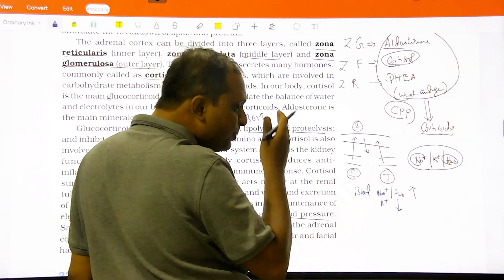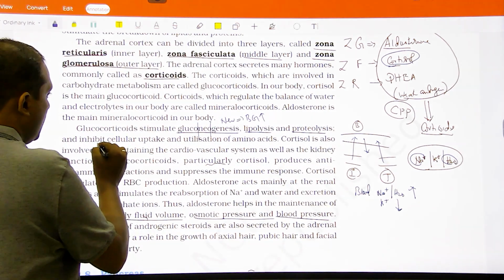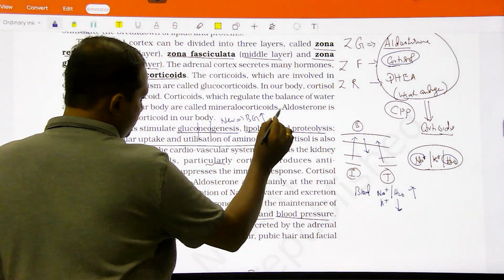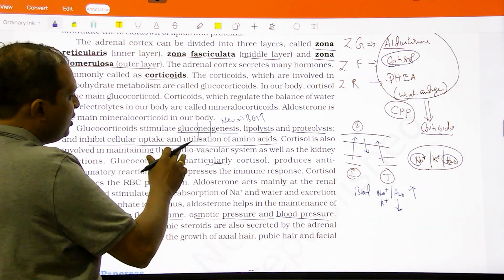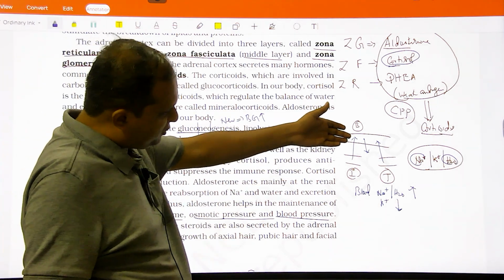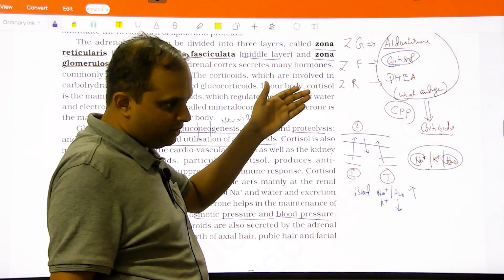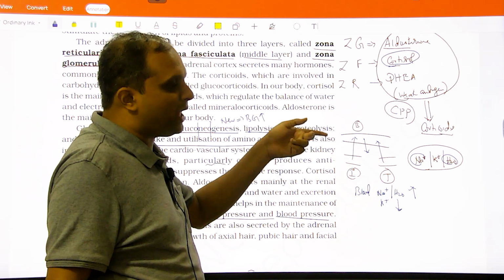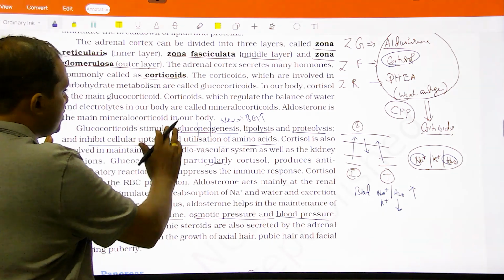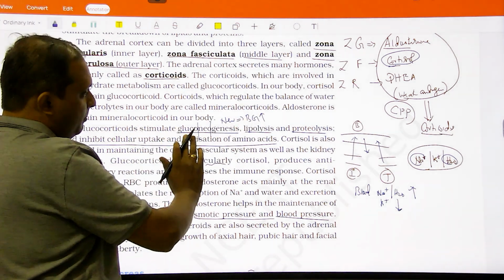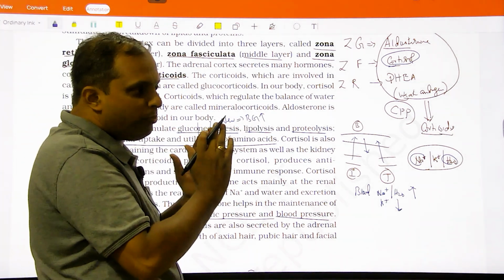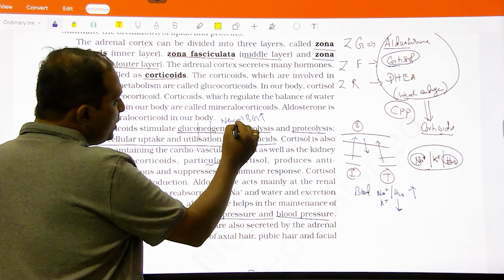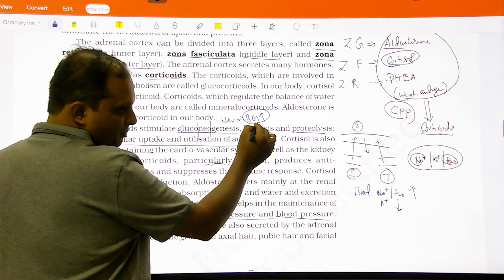Proteolysis, breakdown of protein. Right, and it inhibits cellular uptake and utilization of amino acids, right? So these are all the functions of cortisol. As we have seen the functions of aldosterone with respect to the electrolytes, that is sodium and potassium balance. These are the functions of which one? Cortisol. Now the major point here is cortisol is going to increase the level of blood glucose, right?